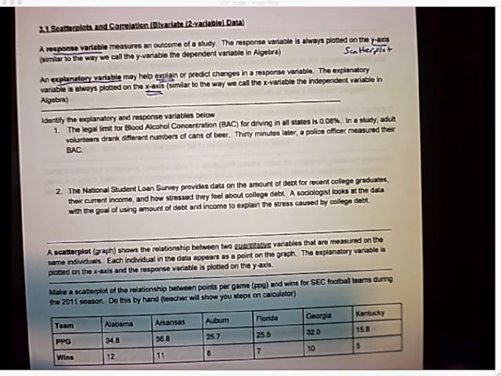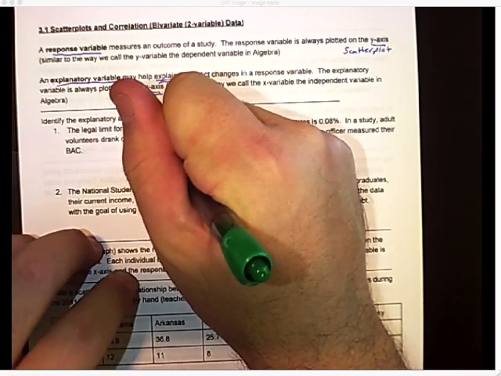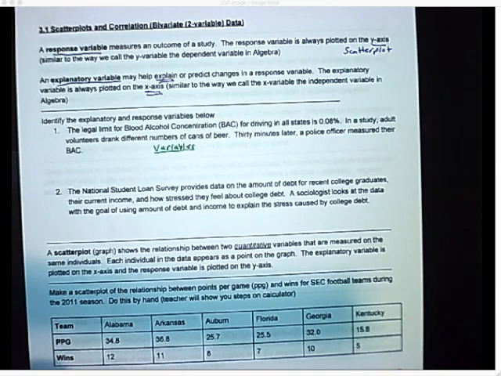Okay, so a couple of practice problems here to start. It says identify the explanatory and the response variables below. The legal limit for blood alcohol concentration for driving in all states is 0.08%. In a study, adult volunteers drank different numbers of cans of beer. 30 minutes later, a police officer measured their BAC. So let's first identify what the variables are. Two things are being measured.